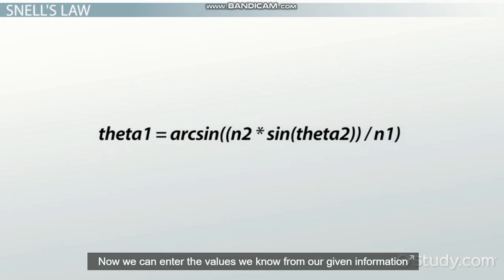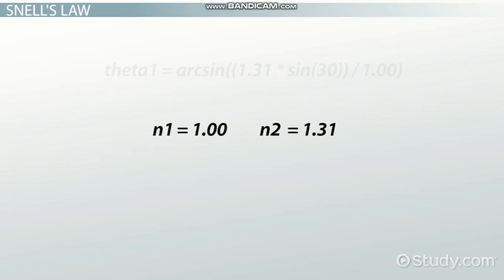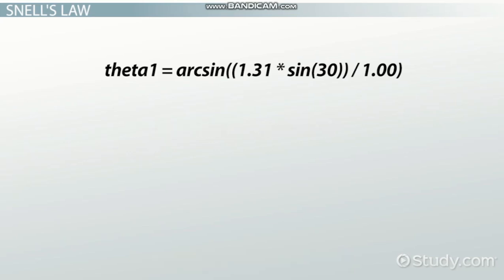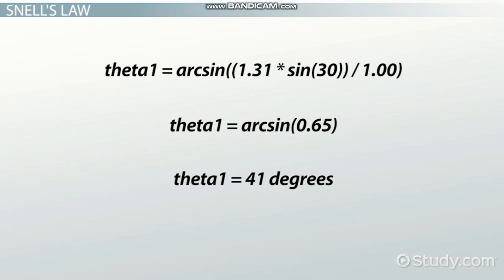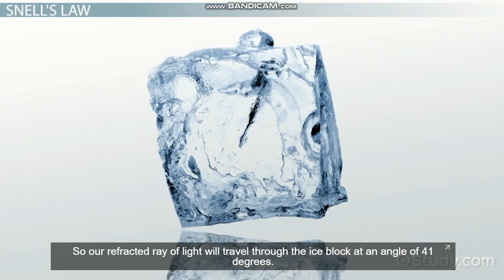Now we can enter the values we know from our given information into the formula to find the angle of incidence. Theta 1 equals the arcsine of 1.31 times the sine of 30 over 1. Theta 1 equals the arcsine of 0.65. Theta 1 equals 41 degrees. So our refracted ray of light will travel through the ice block at an angle of 41 degrees.